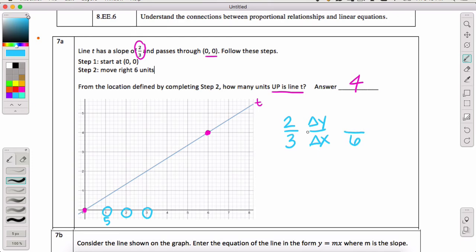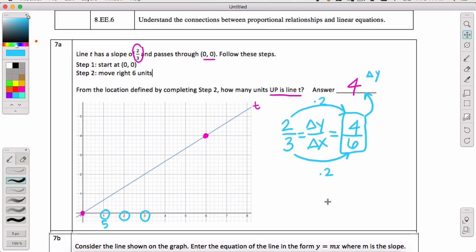So if I want these to be equivalent, from 3 to 6, that's times 2. So an equivalent rate, 2 times 2, is 4. So that would have solved it for me as well. I know that my change in y would have to be 4 if my change in x was 6. So it's another way of thinking about this.